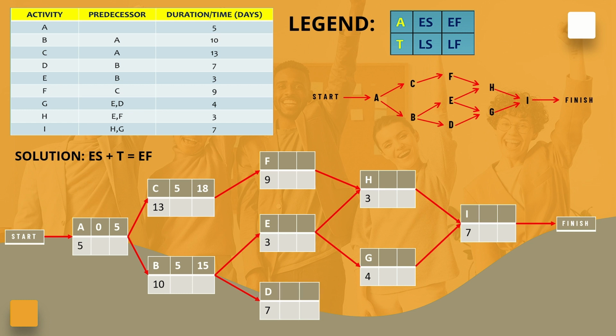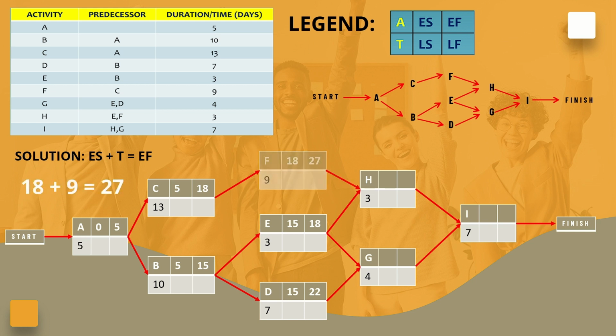Activity D depends on the completion of activity B. Since activity B finishes at time 15, activity D can start then. With a duration of 7 days, the earliest finish time of activity D is 15 plus 7, which gives us 22. Activity E also depends on the completion of activity B, so it can start at time 15. With a duration of 3 days, the earliest finish time of activity E is 15 plus 3, which gives us 18.